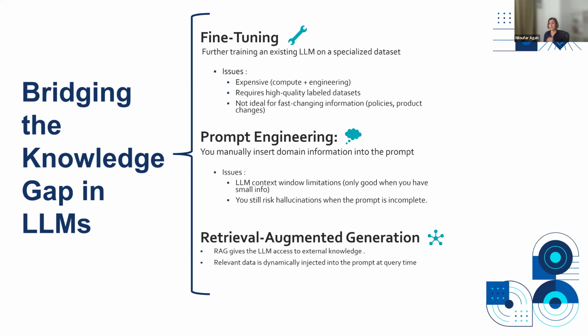That brings us to the third strategy, which is Retrieval-Augmented Generation, or RAG. RAG is going to provide you with access to external knowledge, and that relevant data is dynamically injected into your prompt at query time. So you have external knowledge sitting somewhere else, and RAG is going to retrieve relevant documents for you and inject only that relevant information into the prompt.